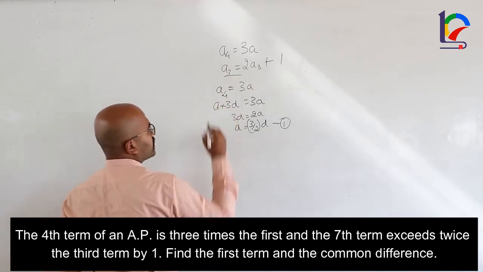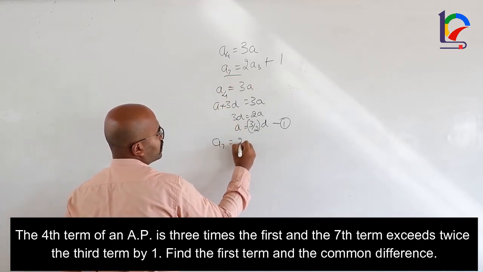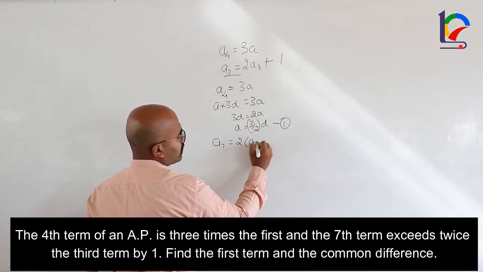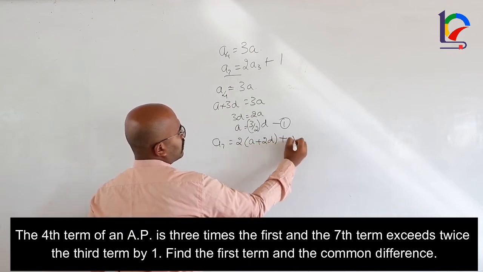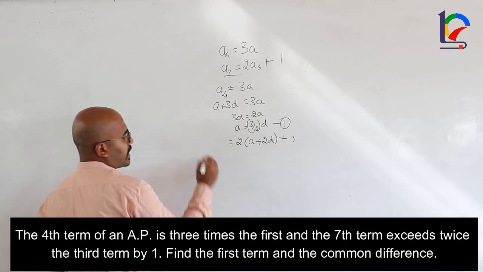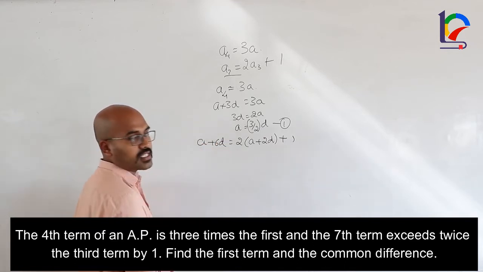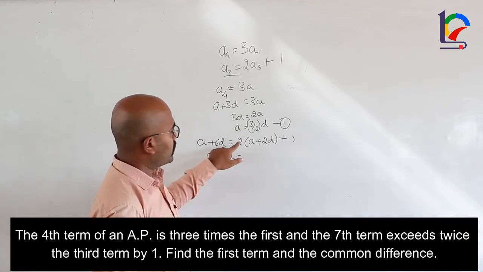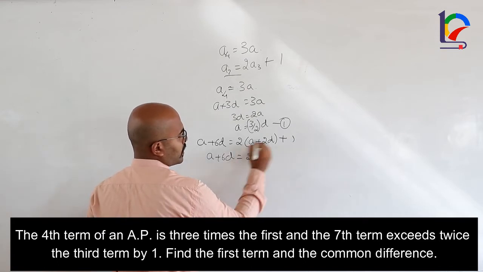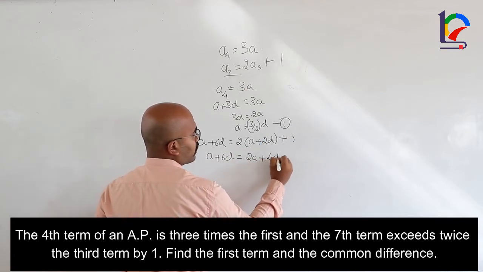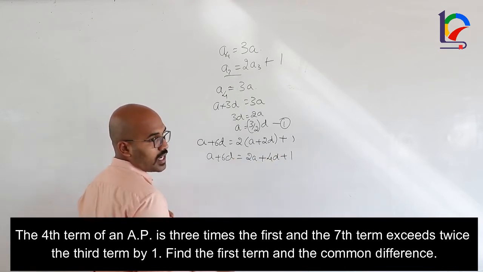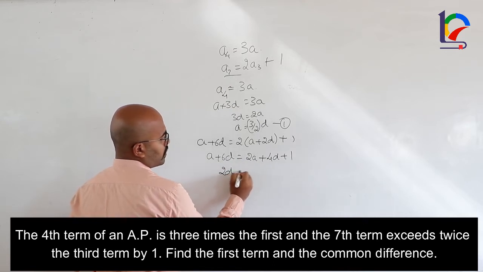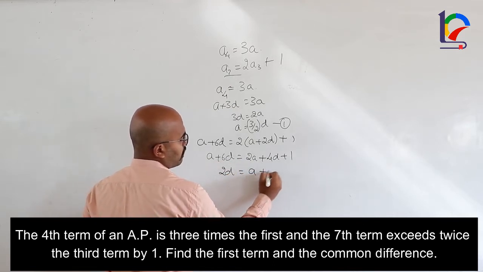Now the second condition: A7 is equal to 2 times the third term plus 1. The third term is A plus 2D. So A7 can be written as A plus 6D, equal to 2 into (A plus 2D) plus 1. On simplification, 2 into A is 2A, 2 twos are 4, so 4D plus 1. I take A to the RHS and 4D to the LHS. So it will be 6D minus 4D, 2D, equal to 2A minus A, that is A plus 1.